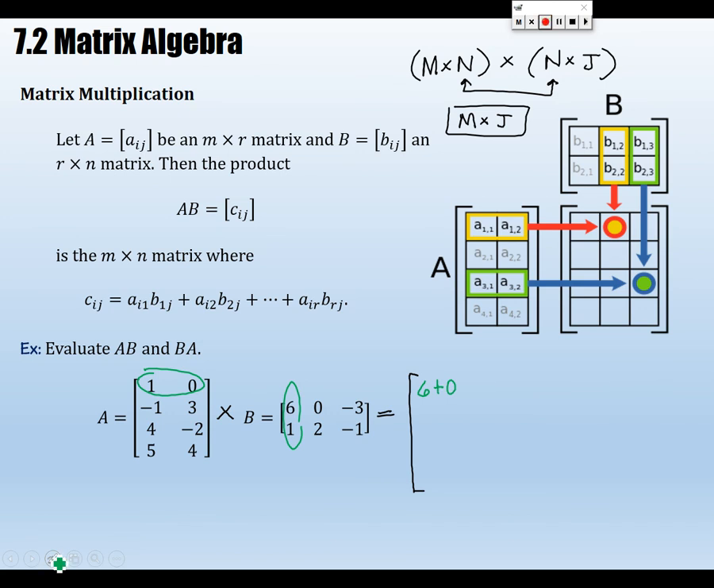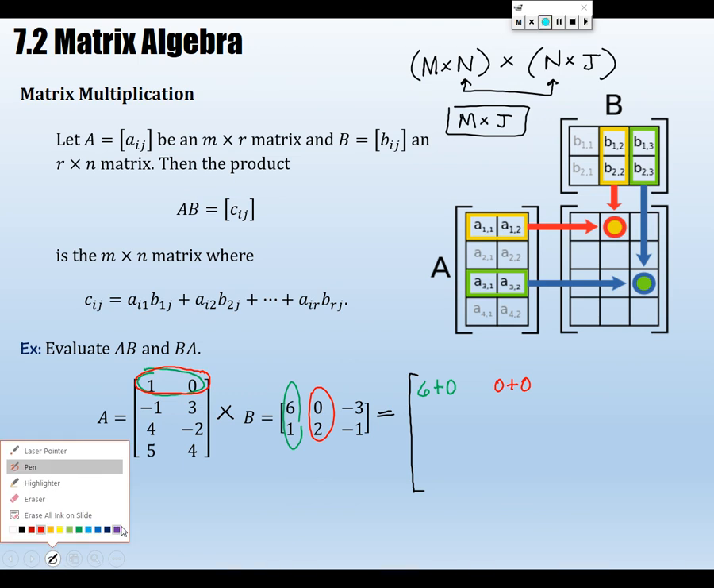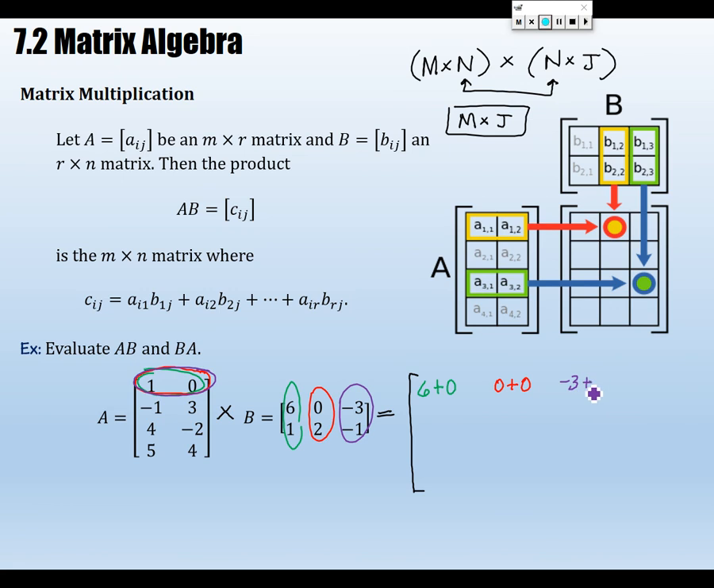6 plus 0 is 6. All right, and then now I'm going to stay with the same row here, second column. Oh, this is a tough one. 0 plus 0. Okay. All right, next, same row, third column, -3 plus 0. So far, so good?